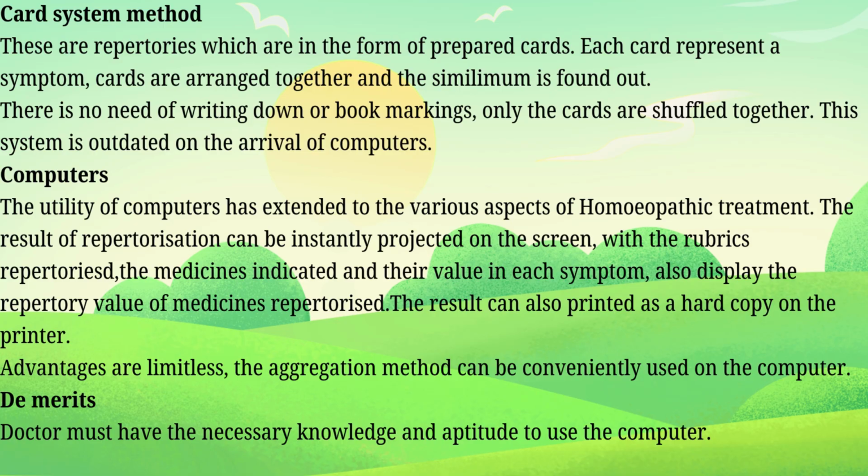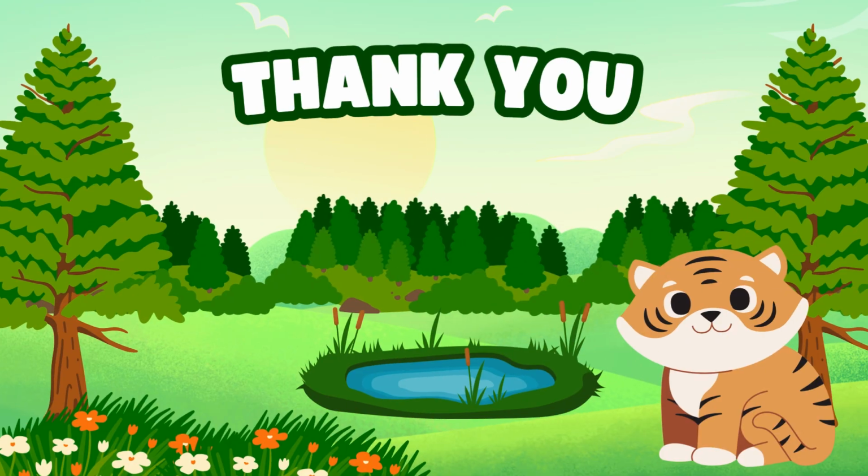Card system method. These are repertories which are in the form of prepared cards. Each card represents a symptom, cards are arranged together and the simillimum is found out. There is no need of writing down or bookmarking, only the cards are shuffled together. This system is outdated on the arrival of computers. Computers. The utility of computers has extended to the various aspects of homeopathic treatment. The result of repertorization can be instantly projected on the screen, with the rubrics repertorized, the medicines indicated and their value in each symptom, also displaying the repertory value.